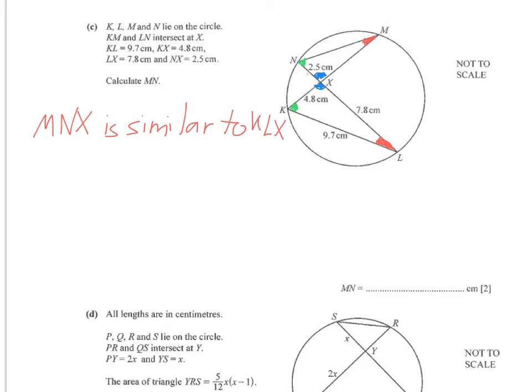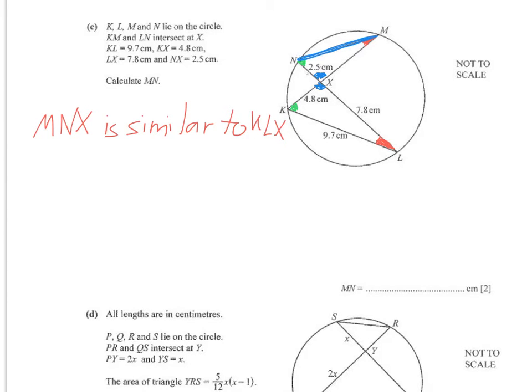That is important. Similarity in maths helps us a lot, so it's essentially become a ratio question. It's asking us to work out MN. It's asking us to work out that length there.